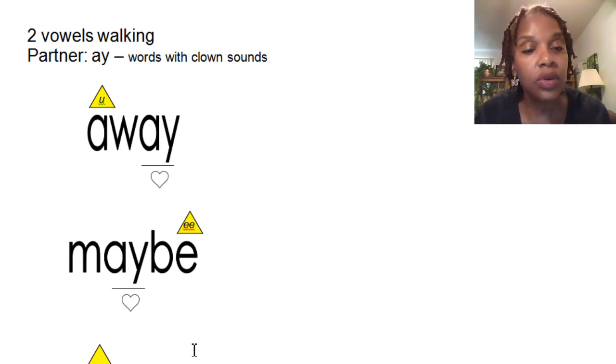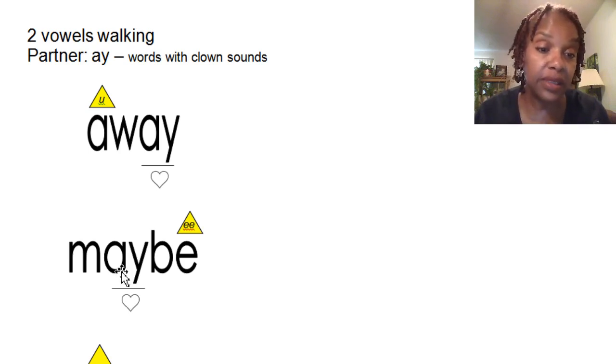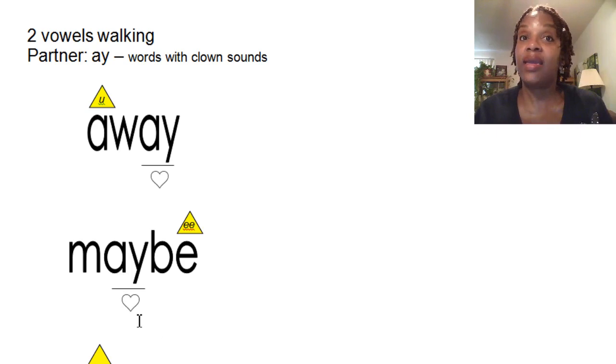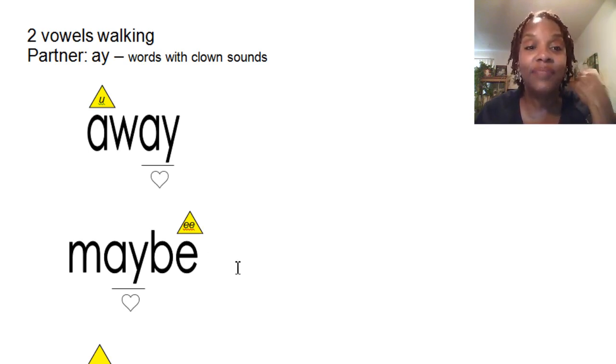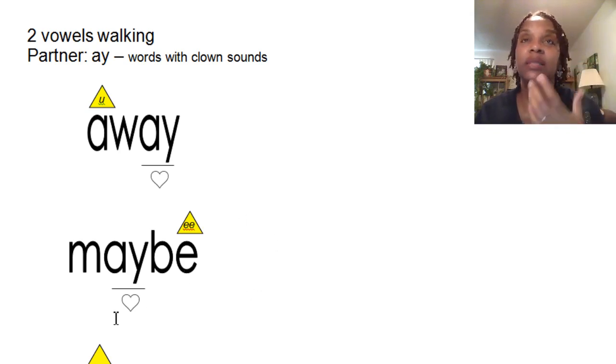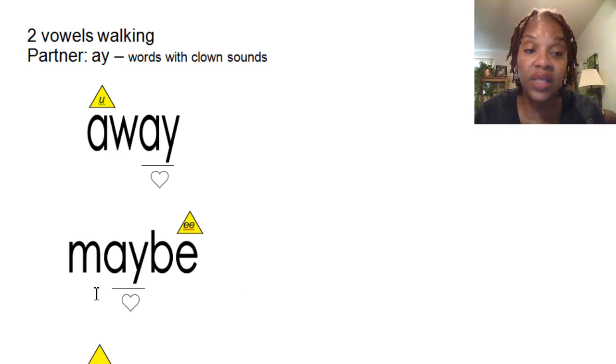Let's look at this second word. Looking at the sound out clues that I provided for you, I'm telling you that this is a two vowels walking partner that says A, and there's the letter E in this word. What sound does the letter E make? What sound should it make? Eh. But in this word, it's saying E. It's saying its letter name. So looking at the sound out clues that I've given you, can you sound out this word? Did you say maybe? Maybe.